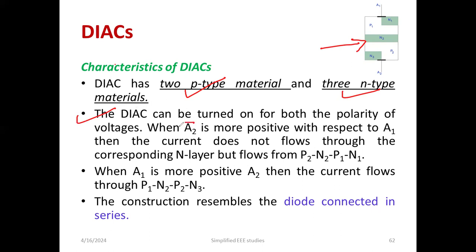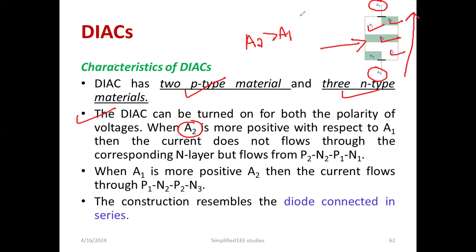Suppose when A2 is positive with respect to A1. So first of all, please figure out where is A1. A1 means the empty one, both are the same only. So this is A2, correct? But what is the condition? If A2 is more positive than A1, then current does not flow through the corresponding N layer, but it flows from P2, then N2, then P1, N1. Very simple. Current will flow in this direction. I hope you understood my point.